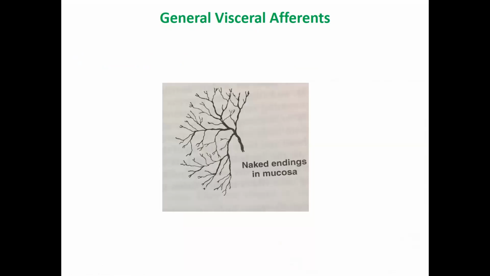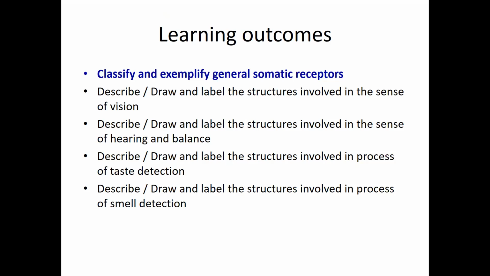And a very small mention of the general visceral afferents: we said that these are the sensory nerve endings present in the viscera. They could be present in the glands or in the vessels, and they are sensitive to chemical stimuli and also to stretch. They are basically naked endings in the mucosa of the organs. With this, we achieve our first learning outcome, the classification and exemplification of the general somatic receptors, and we very briefly touched upon the general visceral receptors also.